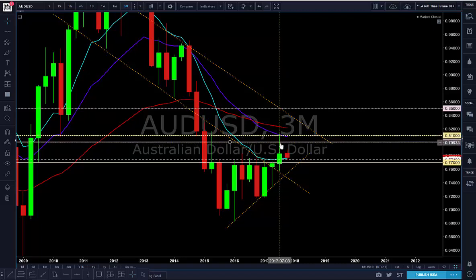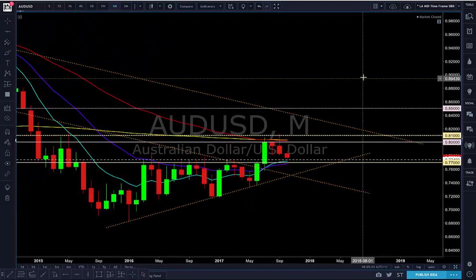Although the psychological level was 0.8, it ended up being the 0.81 that it went to, and that's probably because there was so much momentum in this market that it just steamed straight through what should have been a psychological kind of obstacle. Ended up just breezing past it really and heading straight for this 21 EMA. Okay, so now let's go down to the monthly and see where we are with this.